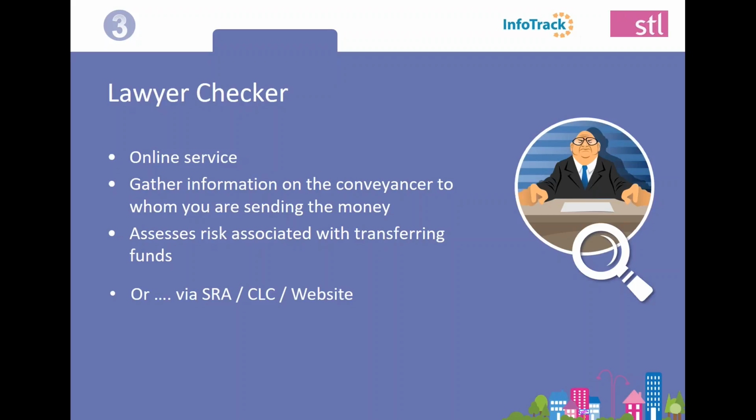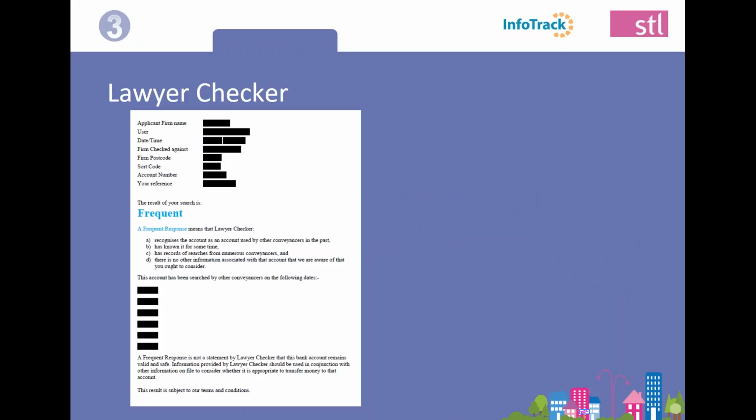Now, obviously, you can look at the SRA website, the Find a Lawyer site, and hope that the firm is registered on there, but there have been instances and case studies where firms that are registered have been bogus firms. So just to back up that check, you may want to do the Lawyer Checker, and that shows you the frequency of use of the client account number. So you can see an example there where the result is frequent, and you get that as an immediate response.